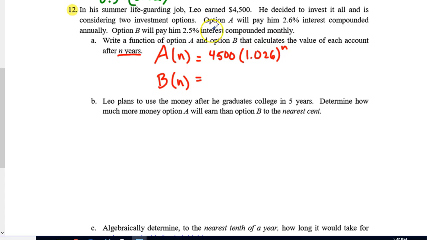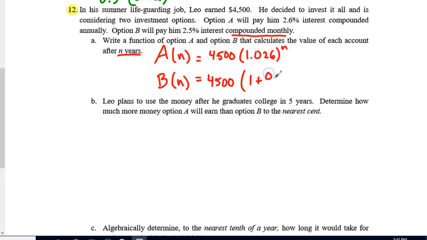The second one says it's going to be compounded monthly, the b of n formula. They're not going to give it to him just one time a year. They're going to give it to him every month. And actually that works better for him because that money makes money, right? The interest compounds. So we have 1 plus, but you're going to get a 12th of that rate.